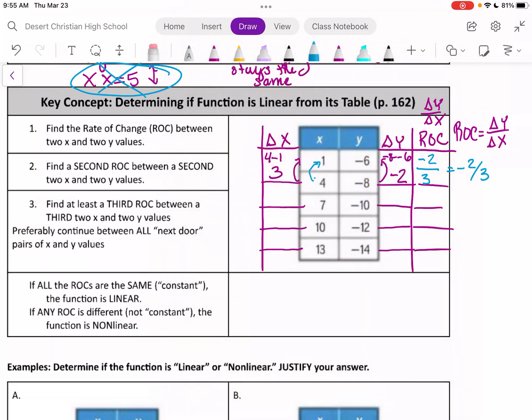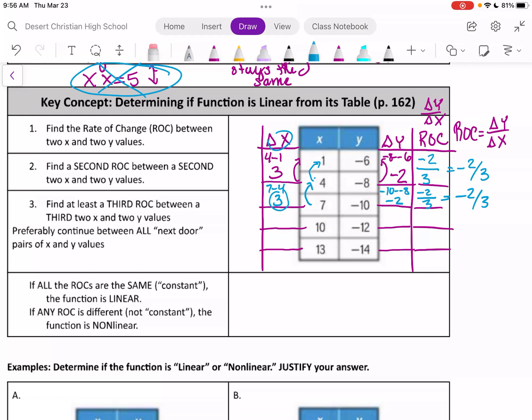Okay? So then I have 7. Again, I'm going to do bottom minus top. 7 minus 4, which is 3. And negative 10 minus negative 8, which is negative 2. And then my delta y, my negative 2, over delta x, which is 3, equals negative 2/3. Oh, my rates of change were the same. Am I done? No, I have to check them all, because if any one of them is different, it's not linear. So I'm going to keep going.